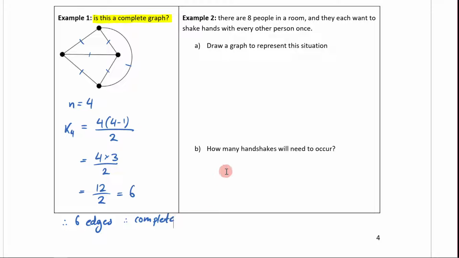Let's now go to the next one here, example 2. So notice that they haven't given us a straight network here. They're kind of giving us an example of a situation. There are 8 people in a room, and they want to shake hands with every other person once. Draw a graph to represent this situation. All right, let's see how we go here. And as we're drawing this graph, we're also going to get a sense of what this formula means as well. So it'll be good.